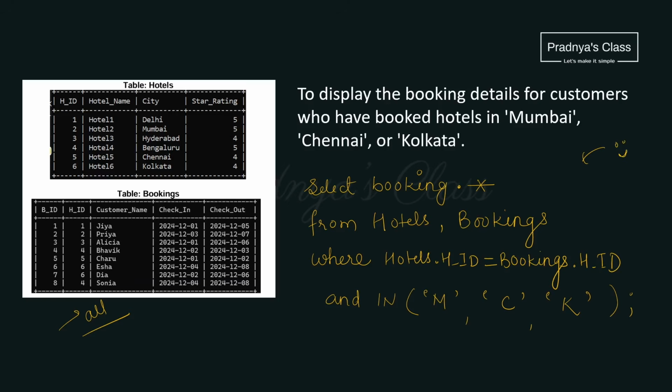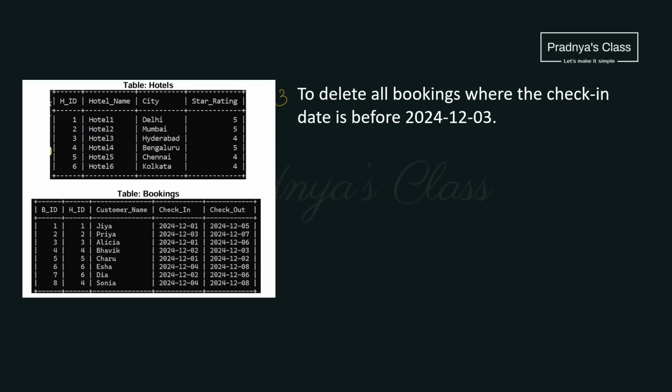Hope you understood. Here is the third question: to delete all the bookings where the check-in date is before the mentioned date. Hope you remember the date format of MySQL. 4 digits we use to mention the year, followed by 2 digits for the month, and then 2 digits to specify the date.